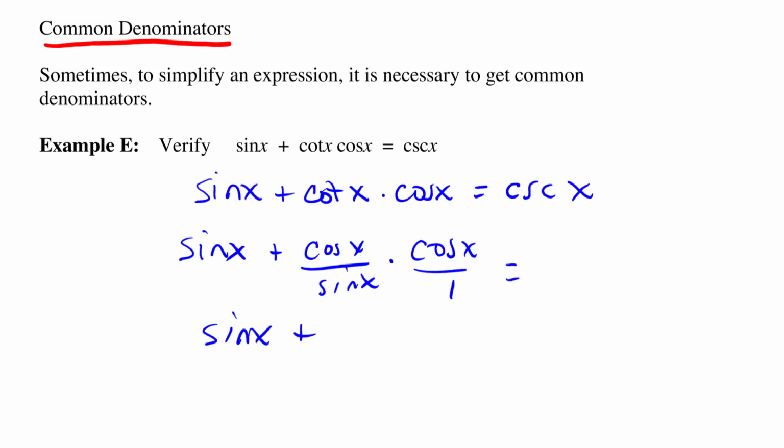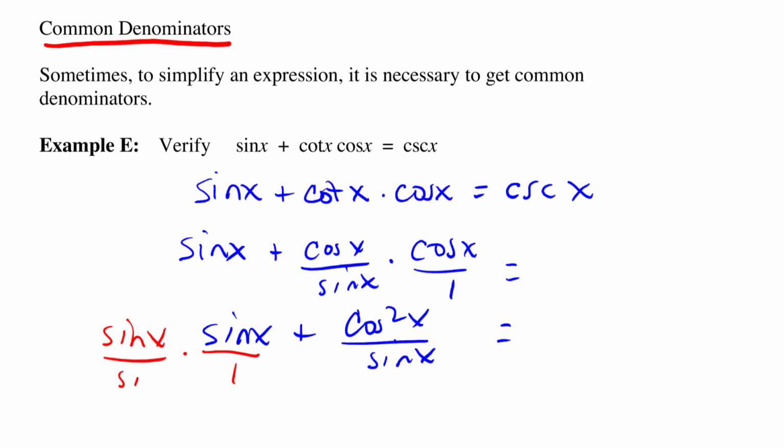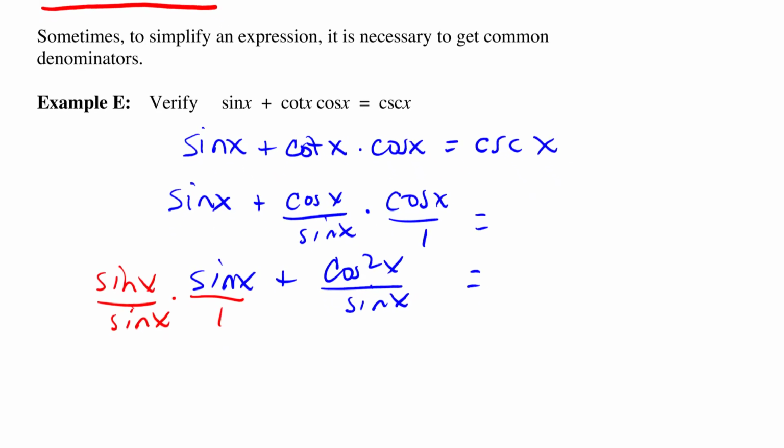So our next line is sine x plus cosine squared x over sine x. And this is where we need to get common denominators. The first fraction does not have a denominator except of 1, and yet we need a denominator of sine x before we can combine these together. So we multiply by sine x over sine x on the first fraction, and that gives us sine squared x over sine x. Now notice that we're combining the numerators to get that common denominator. We created a common denominator of sine x, allowing us to do that.